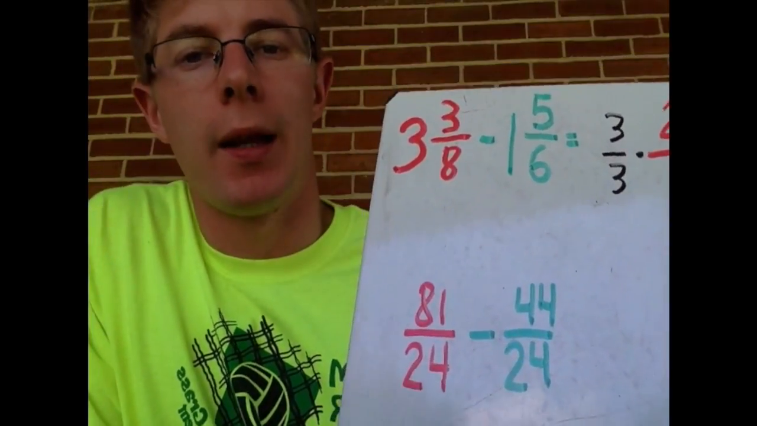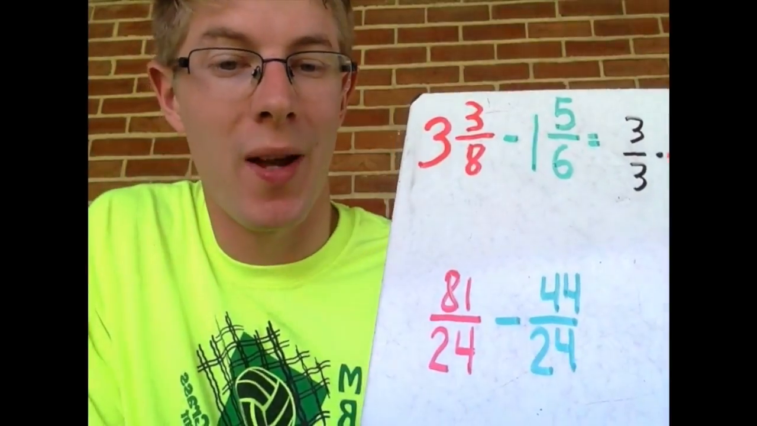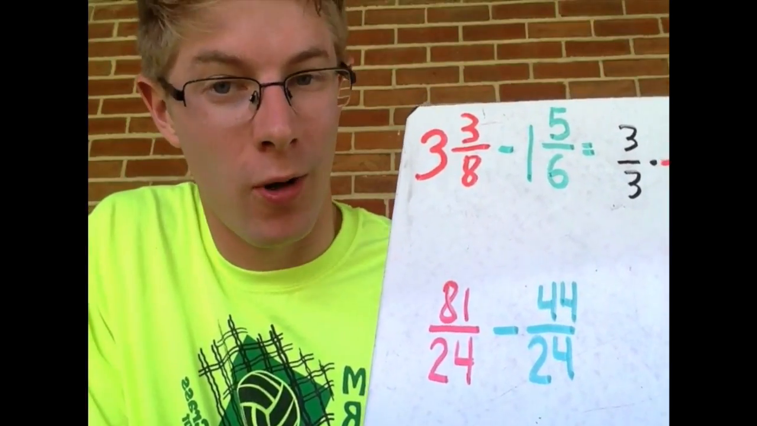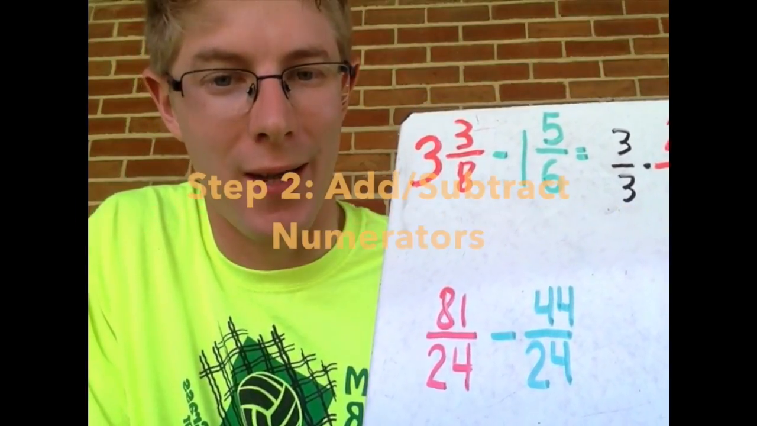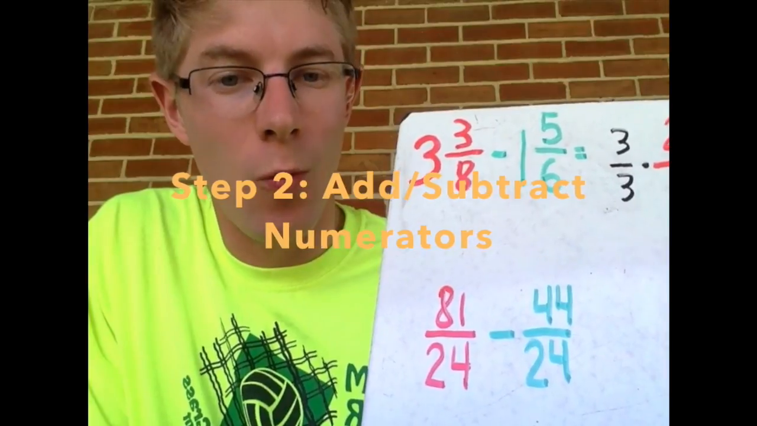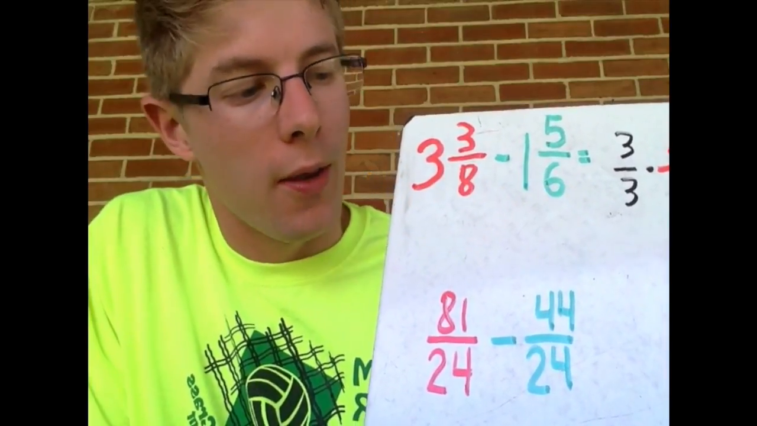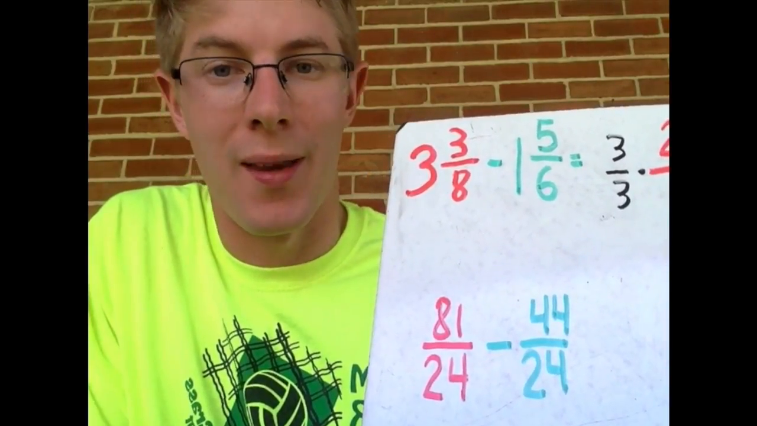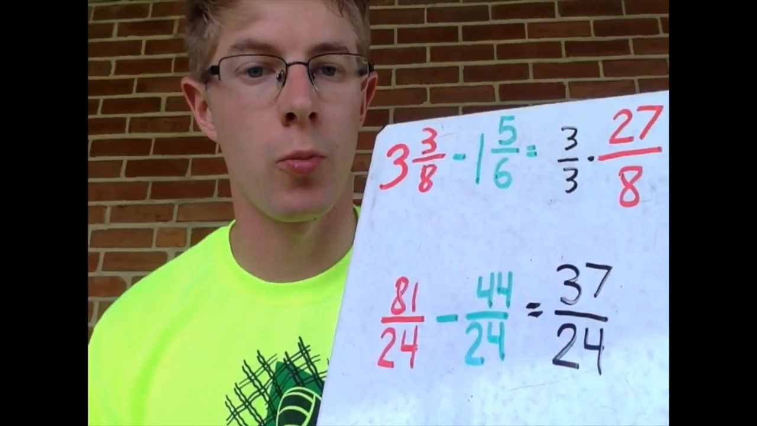And again, like I said with addition, these steps are all the same. So my next thing that I'm going to do, instead of adding across my numerators, I'm going to subtract in this case. So I'm going to take 81 minus 44. That's going to become my next numerator, and then again, the denominator stays the same. So you get 37 over 24 when you subtract across your numerators.